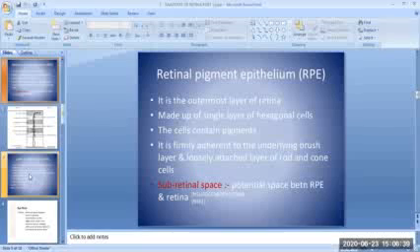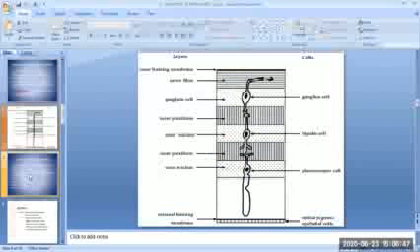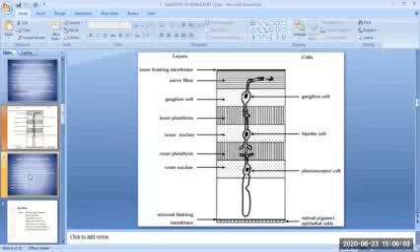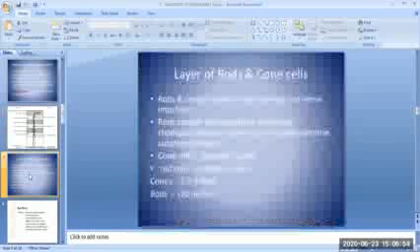And there is a term called the subretinal space. It is the potential space between the retinal pigment epithelium and the neurosensory retina. That is the anatomy of the retina.